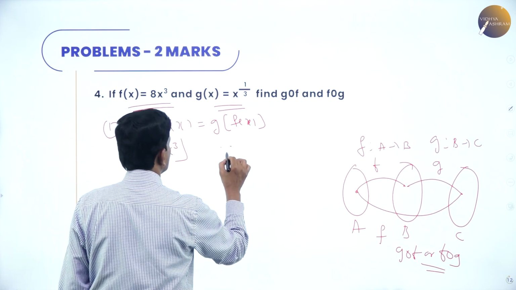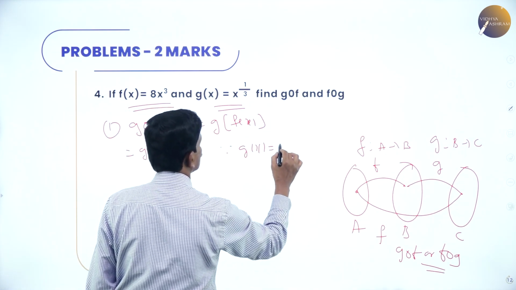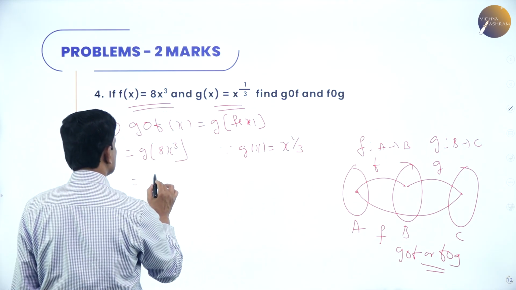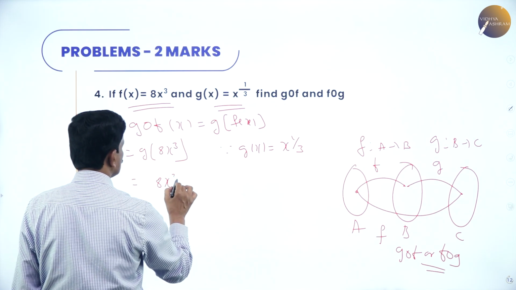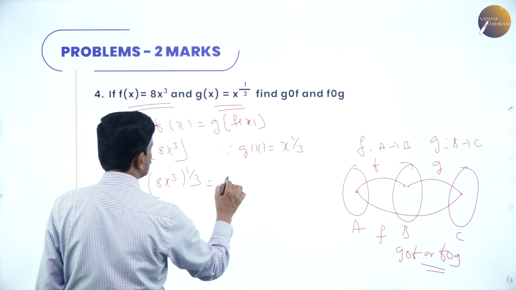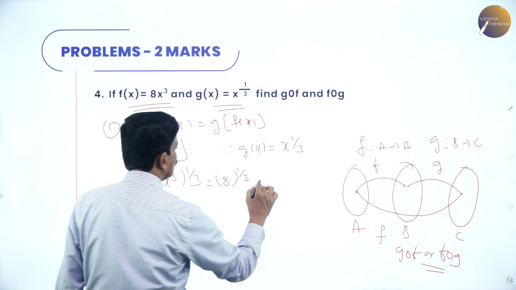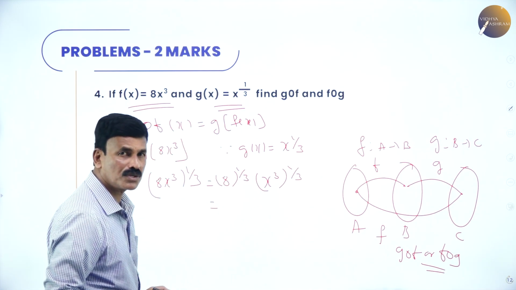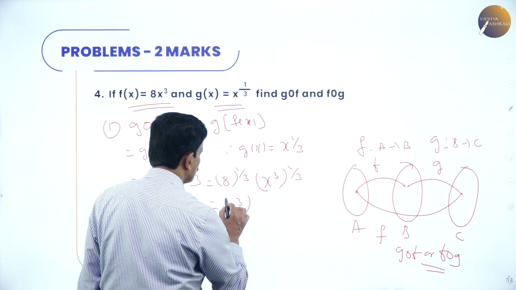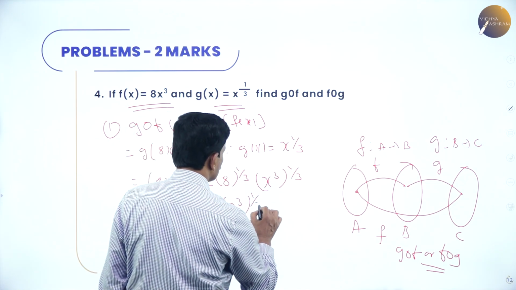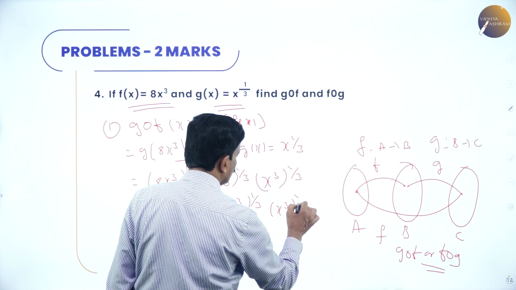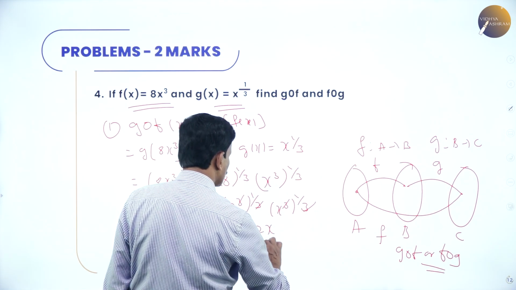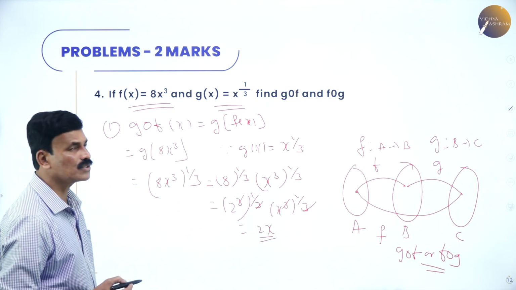Right. Since what is g of x? We know g of x is equal to x to the power of 1 by 3. So g of x is nothing but, let us consider this as x, that is 8x cube to the power of 1 by 3. So this is 8 to the power of 1 by 3 and x cube to the power of 1 by 3. What is this equal to? 8 to the power of 1 by 3 can also be written as 2 cube, since 2 times 2 is 4, 4 times 2 is 8. And this is x cube to the power of 1 by 3. The 3 gets cancelled. This is 2 to the power of 1 is 2, x to the power of 1 is x. So, g naught f of x is equal to 2x.